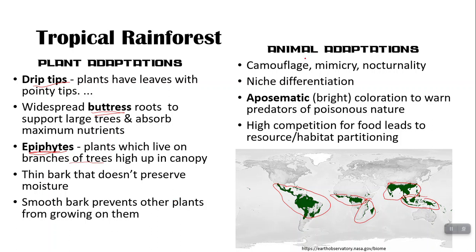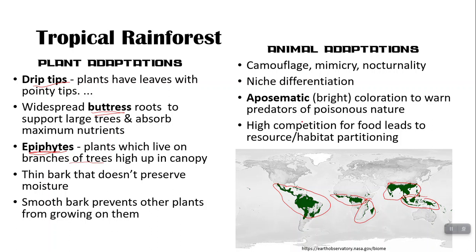Animals have some different adaptations as well. Camouflage is a very big deal, sometimes mimicry, so they'll look like other species that other species know to stay away from. They can be nocturnal versus being awake during the day. There's a lot of niche differentiation because there's a lot of competition.